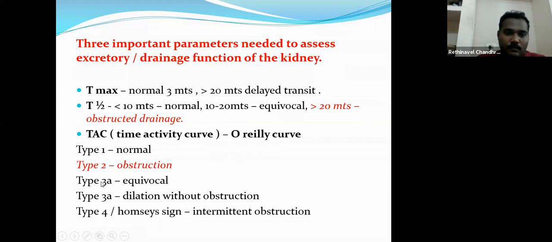Don't remember much more of these things. There are 4 types of curve. The type 2 curve is significant for PUJO. The question asked is which time activity curve will be seen in the renal scan in PUJO: type 2 curve. Type 1 is normal. Remember these 3 parameters only: T max, T half, and time activity curve. More than 20 minutes T half is PUJO, and a type 2 curve is the indication of PUJO. That curve is called the urinary curve.